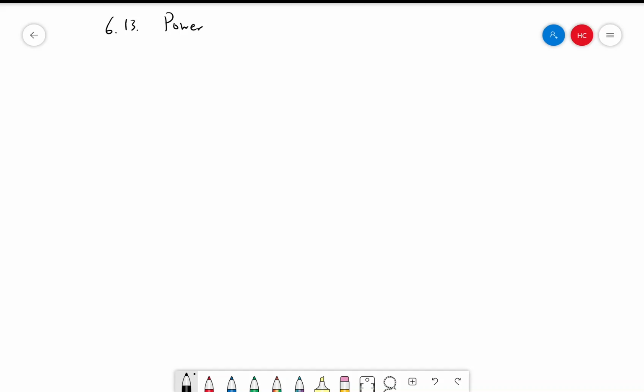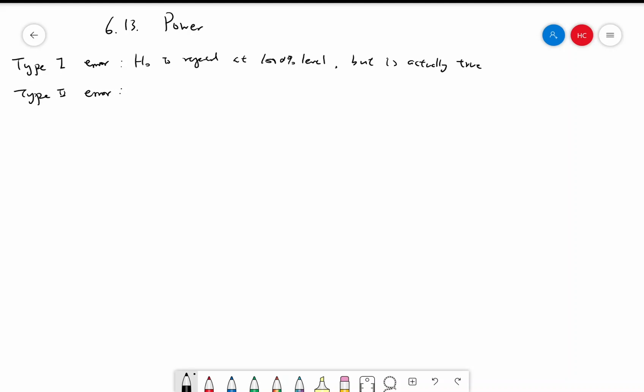Alright, so this is section 6.13, which is on power. So let's first recall the type 1 and type 2 errors. Type 1 error is when H0 is rejected at this level, but it's true. And type 2 error is the opposite, which means when H0 is not rejected at this level, but it's actually false.